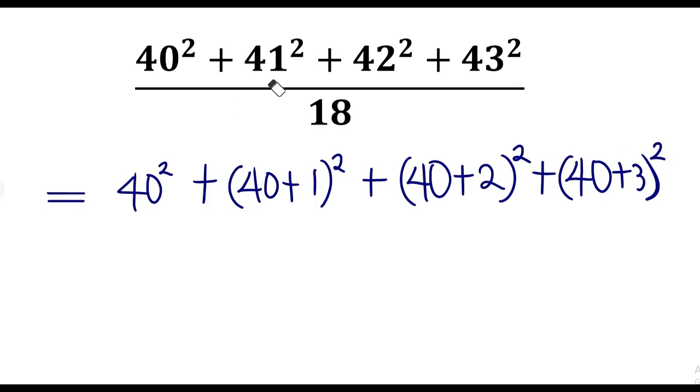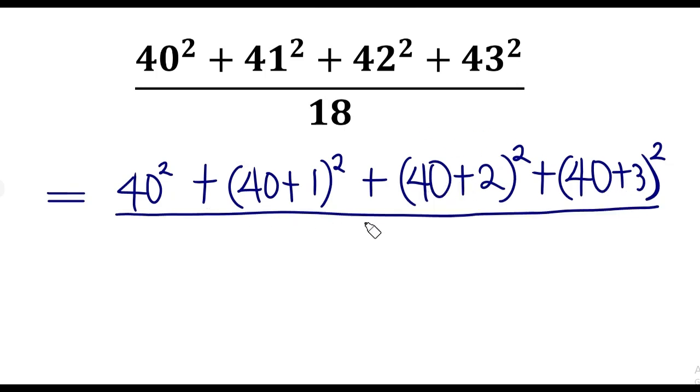It's just because I can see by looking critically that 40 is present in 41 and also in 42 and 43 likewise. So by expanding in this way, we haven't changed anything. This is still 41, this is still 42, this is still 43 as it is in the question. All these over 18. So the next thing I'm going to do is to say let x equal 40.